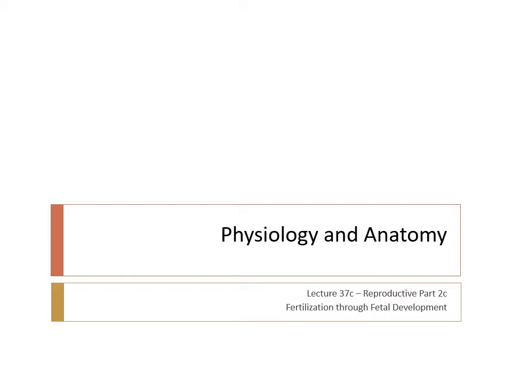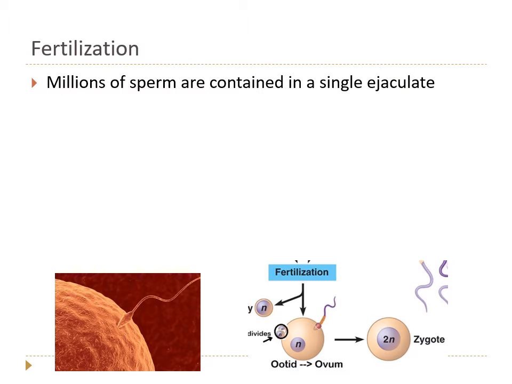So we're going to pick up at that moment where sperm meets egg, called fertilization, and then follow it through all of fetal development. This process of fertilization through fetal development is also known as pregnancy, in terms of if you are the person in whom this is happening. So let's break this down and take a look at what's happening.